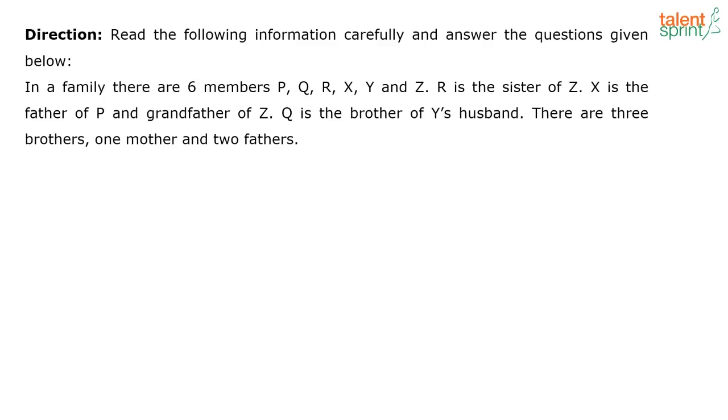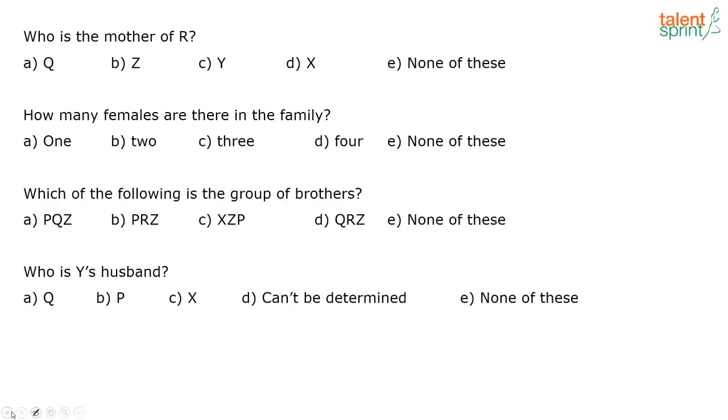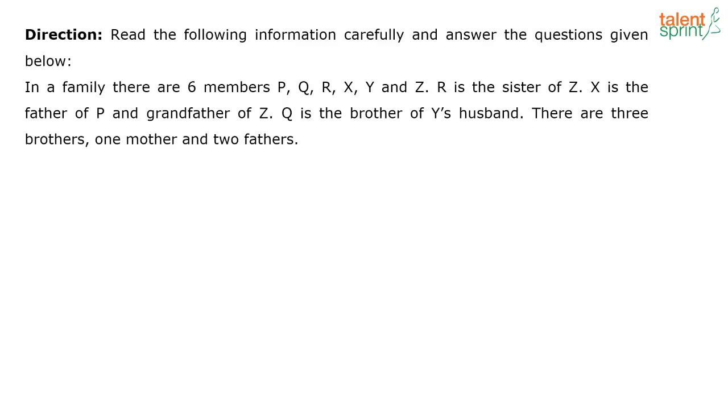Next, in a family, there are 6 members, P, Q, R, X, Y and Z. R is the sister of Z. X is the father of P and grandfather of Z. Q is the brother of Y's husband. There are 3 brothers, 1 mother and 2 fathers. So based on this information, there are a few questions that follow. So let us try to represent the family tree for this given information.